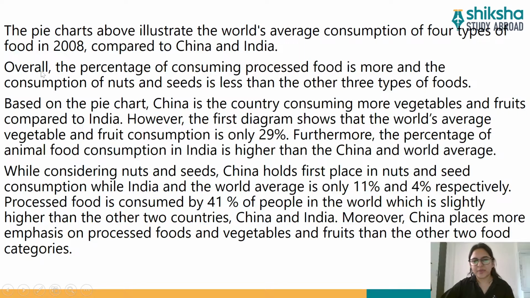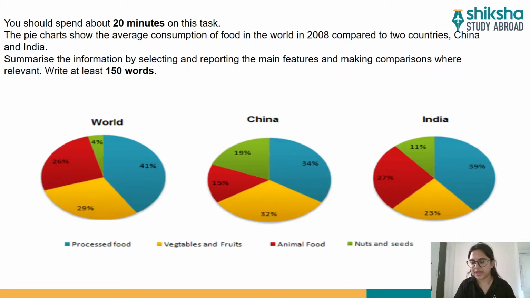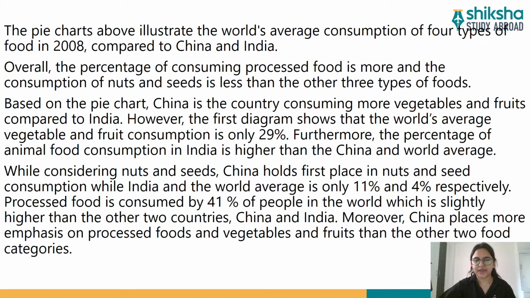The overview paragraph basically starts with the word overall. Overall, the percentage of consuming processed food is more and the consumption of meat, nuts and seeds is less than the other three types of food. So this is the major outlook or the major understanding by the candidate. Whatever you understand out of the whole question, out of the three pie charts given to you, you have to formulate it into one or two simple, generalized sentences without any data. Always remember, the overview paragraph will be without any data. That comes in your second paragraph, the most highlighting features.